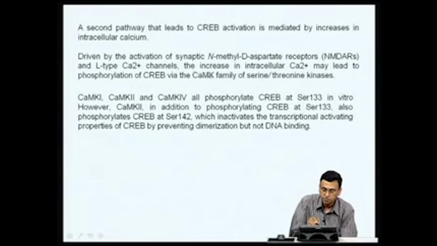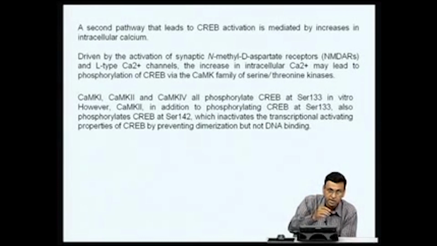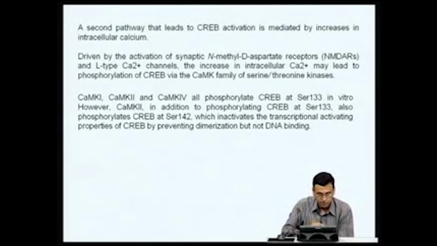As I have discussed here, in neurons, in synapses mediated by NMDA receptors, the N-methyl D-aspartate receptors, as well as the L-type calcium channels, there is an increase in the intracellular calcium, and this intracellular calcium may lead to phosphorylation of CREB via the calcium calmodulin kinase family of serine threonine kinases. This CaM kinase family is another huge family of protein kinases which play a very important role in the regulation of a number of enzymes as well as genes, and one of them is also CREB. So, CREB can be phosphorylated not only by cyclic AMP mediated protein kinase A, but also by calcium mediated CaM kinases or calmodulin kinases.